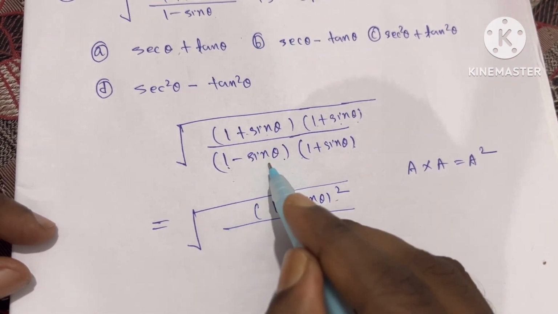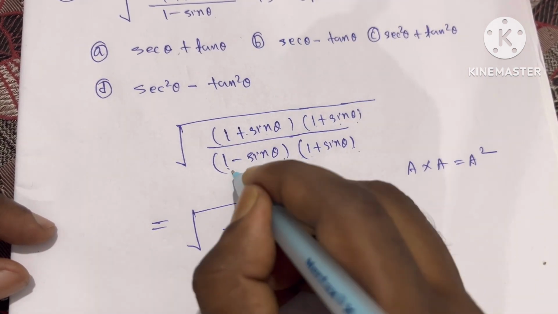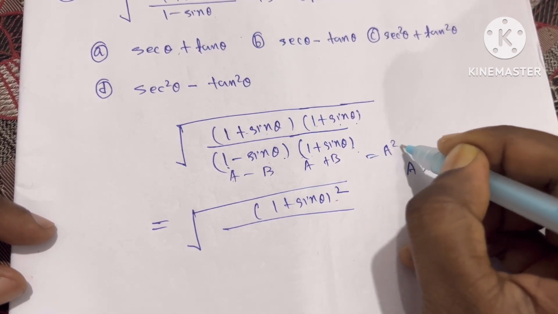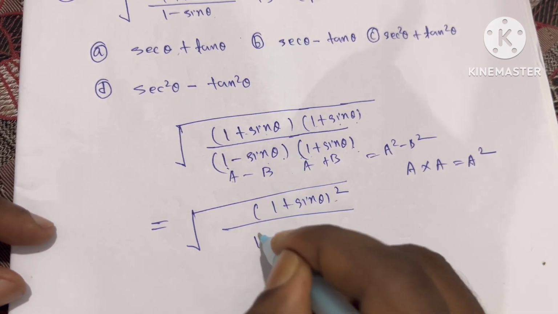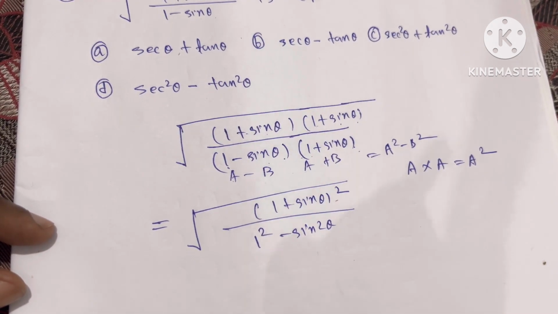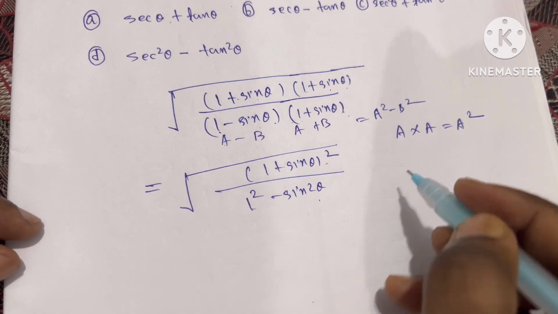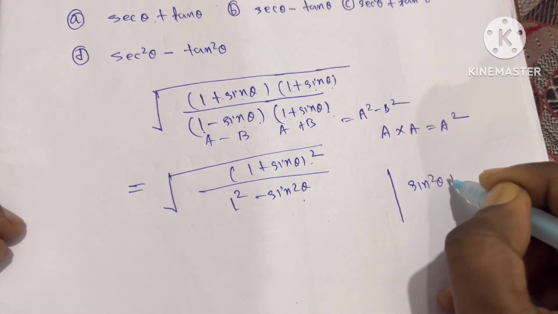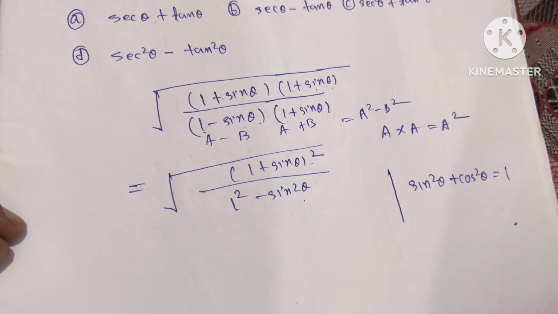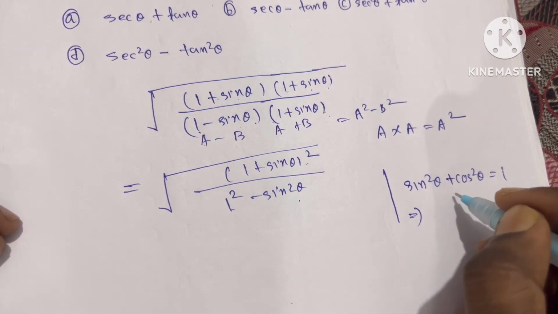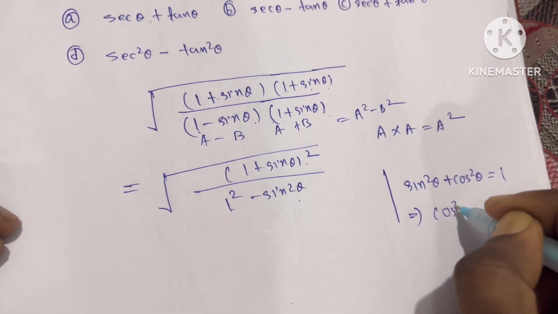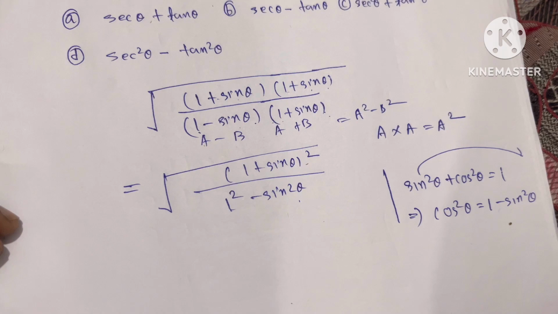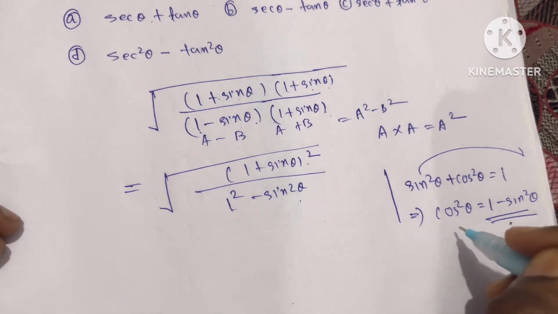And the denominator is 1 minus sin theta into 1 plus sin theta. So the denominator is of the form (a minus b) into (a plus b), which is equal to a square minus b square. That's why we can write 1 square minus sin square theta. Because of the identity sin square theta plus cos square theta is equal to 1, the value of cos square theta is 1 minus sin square theta. So in place of 1 minus sin square theta, we can write cos square theta.